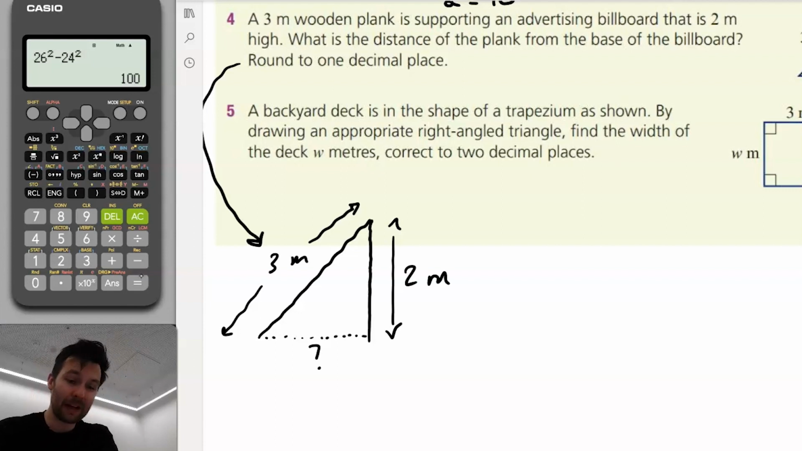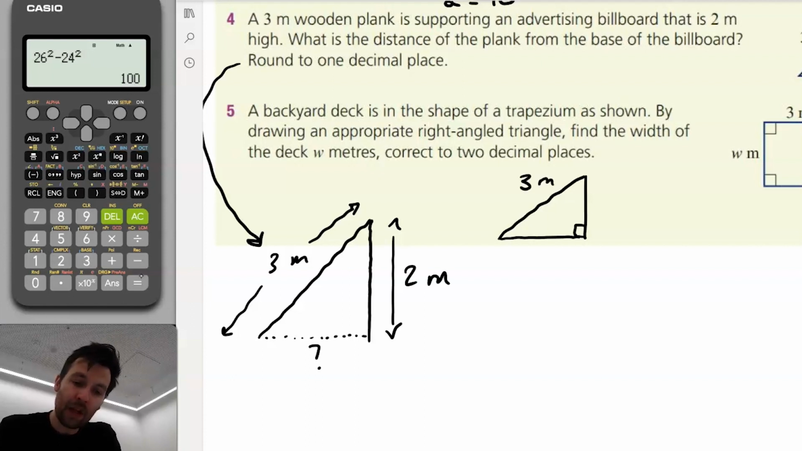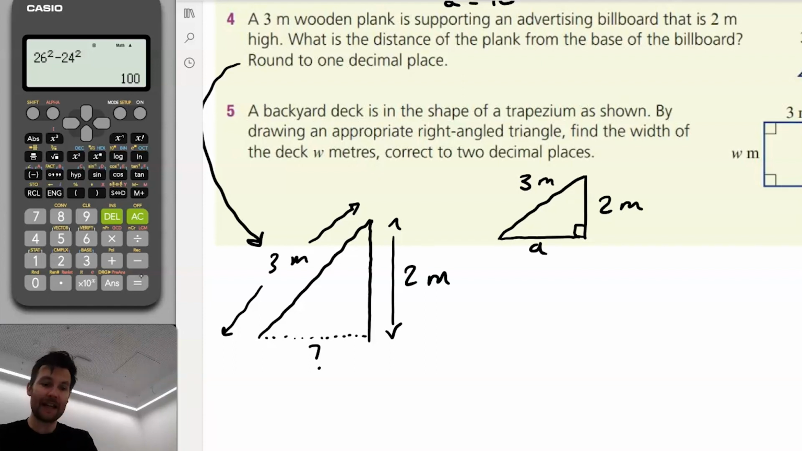So I reckon the right angle triangle that we can use to help us here is going to look a little bit like this. We've got a longest side of 3. We've got 3 meters. We've got a shorter side here of 2 meters, and we want to find out what this length there is. So we're finding the shorter side of the right angle triangle.